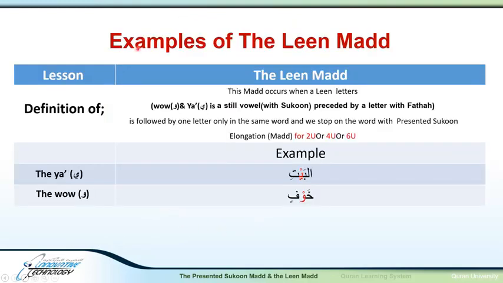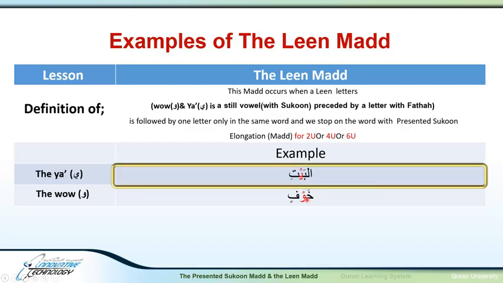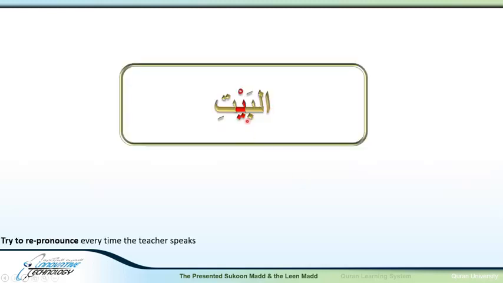Now we're going to take examples of Leen mad. Al-Bayt and Al-Khawf, one with a ya, one with a waw. Remember, there is no alif for the Leen. So the first example, Al-Bayt.